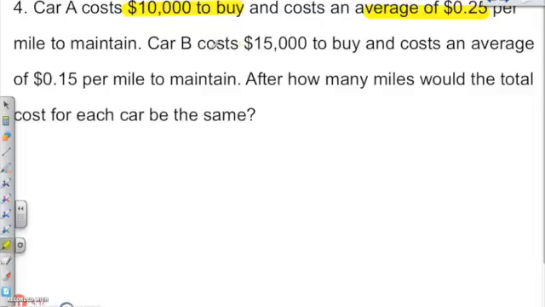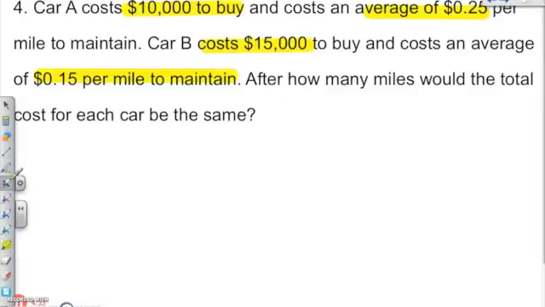Car B is going to cost $15,000, so it's more expensive up front, but it costs an average of only 15 cents per mile to maintain. So even though we paid more up front, we're paying less per mile to maintain. And we want to know after how many miles would the total cost for each car be the same.